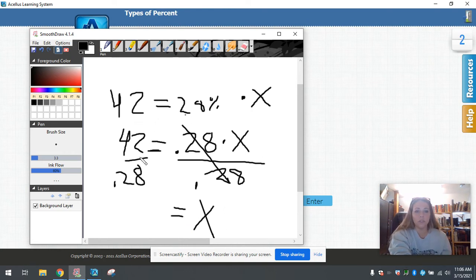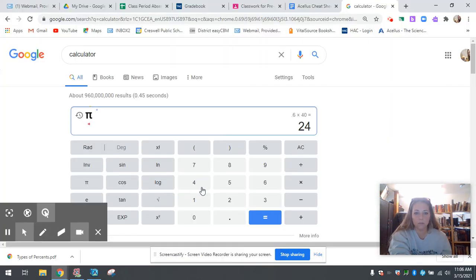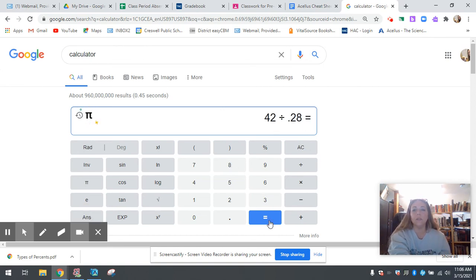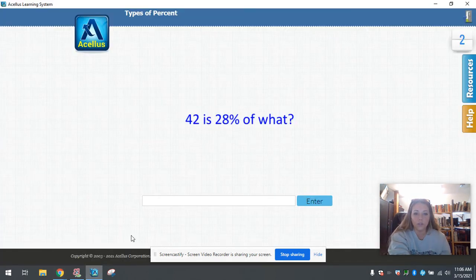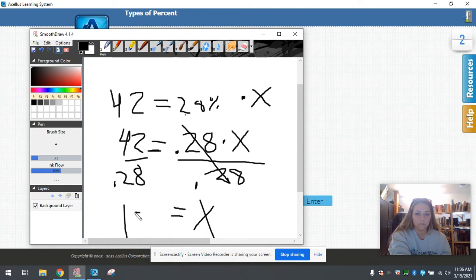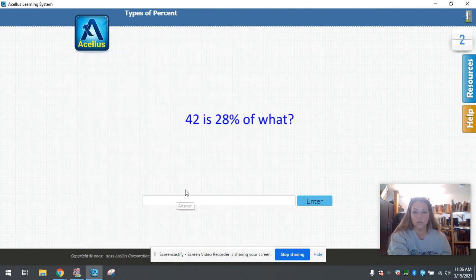And I go 42 divided by 0.28 in my calculator. 42 divided by 0.28 gives me 150. So 42 is 28% of 150.